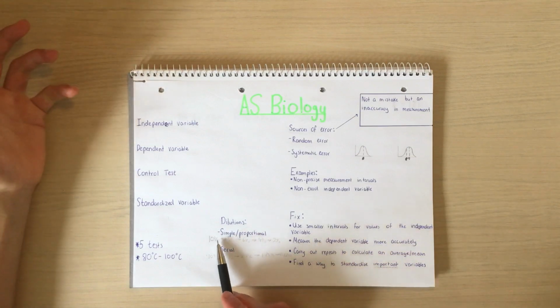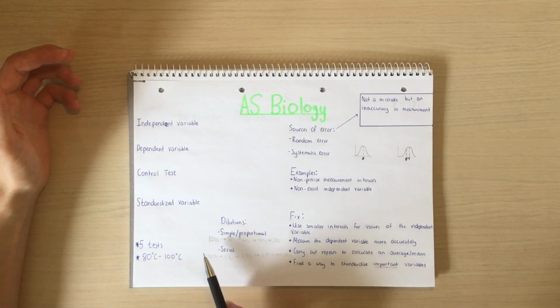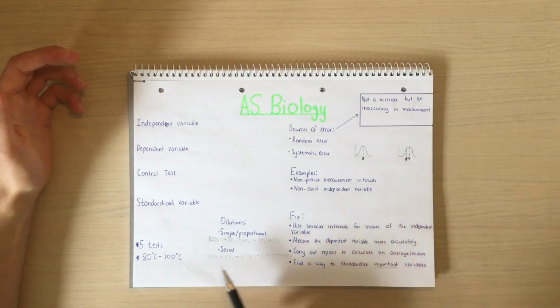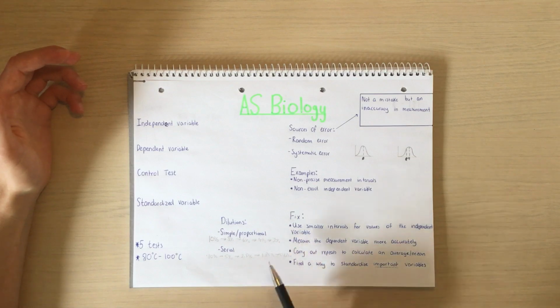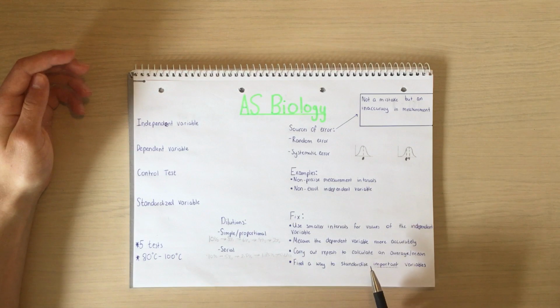We can see that we're using a constant of 2%, right? We're reducing the concentration by a constant of 2% between each successive dilution. That's a simple or proportional dilution. And for the serial dilutions, we're reducing the concentration of each successive dilution by a factor of 2, right? We're halving the concentration each time.